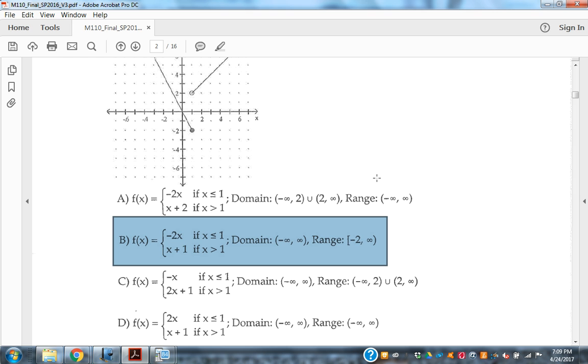And then domain covers up everything, range. You see the lowest value is at -2, and the highest value keeps going on up forever. So that would be a good way to tell as well. That's the only one with the correct range. So really by inspection is how you would do number 2. Not really a better way to do it. I'm sure there are plenty of other ways, but I don't think there's a better way.